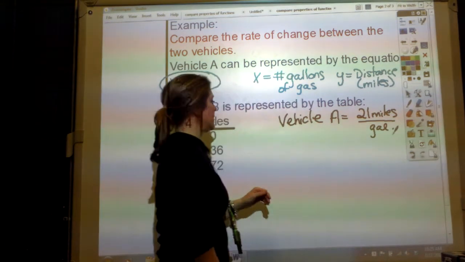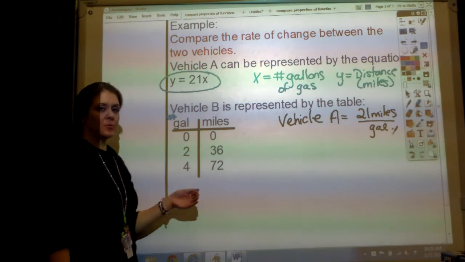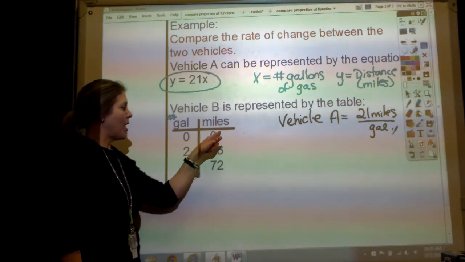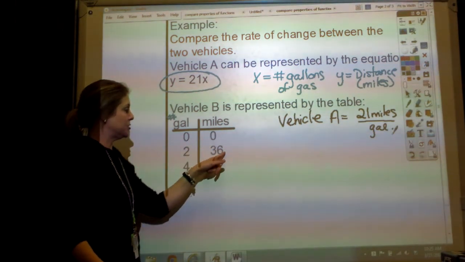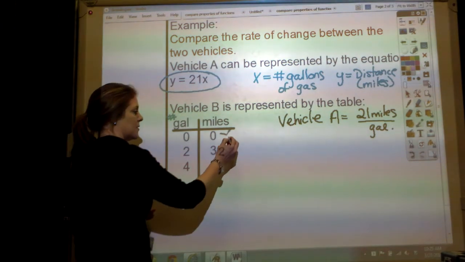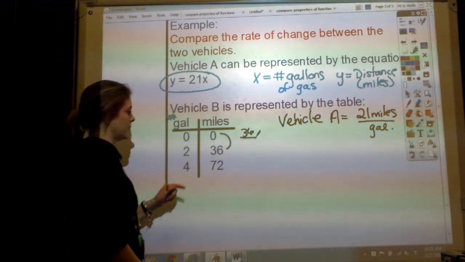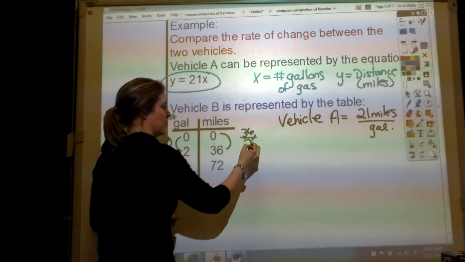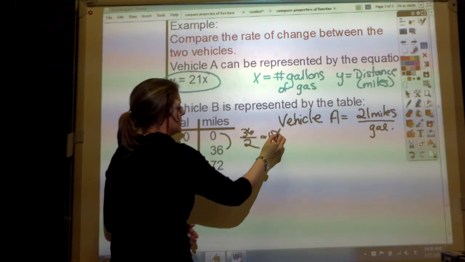Now, we don't necessarily know exactly how many miles per gallon we're getting from vehicle B yet. We have to do a little bit of work. Remember that the rate of change is the change in the Y value over the change in the X. So you're making a ratio. Change in Y over the change in X. So let's start to investigate vehicle B. The change in Y right here was an increase of 36. That's going to be your numerator. Change in X in this situation is a positive 2. 36 over 2 can simplify to 18.